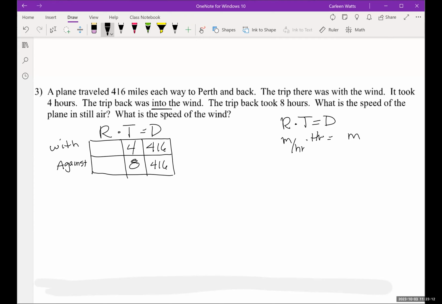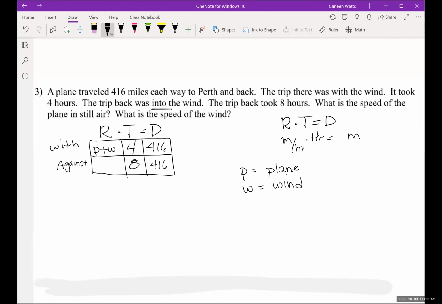Now, here's the hardest part. I need 2 variables. We have 2 things affecting the plane. We have the speed of the plane and we have the wind. So going with the wind, we have P plus W. The plane with respect to the ground is going faster because of the wind.